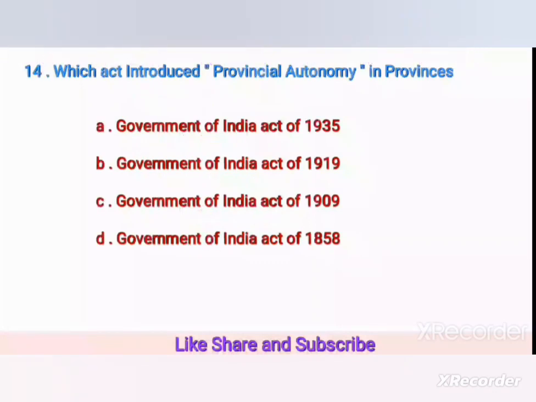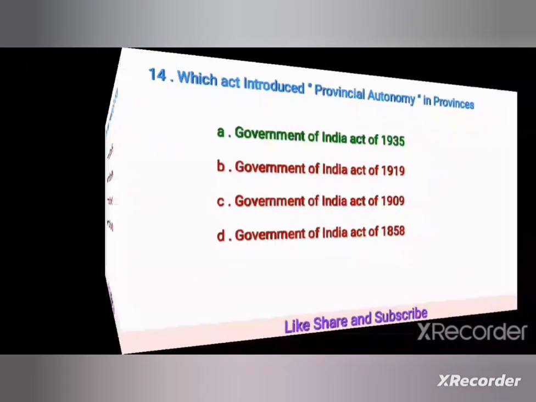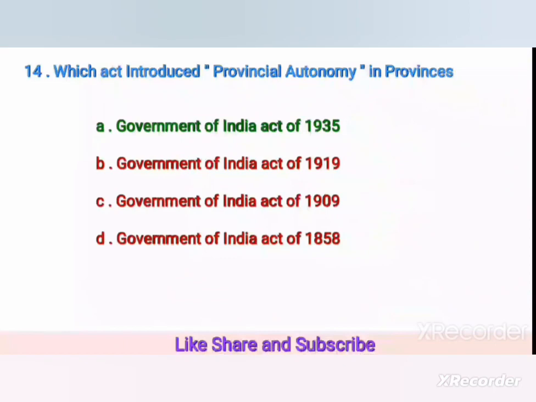Next question. Which act introduced provincial autonomy in provinces? Option A, Government of India Act of 1935. Option B, Government of India Act of 1919. Option C, Government of India Act of 1909. Option D, Government of India Act of 1858. Correct answer for this question is option A, Government of India Act of 1935.